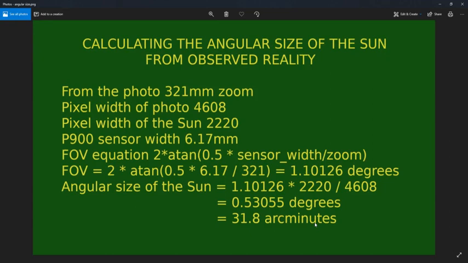So we've confirmed that on a dry day when there's no moisture in the air, the sun is still 32 arc minutes, which is the globe model prediction.